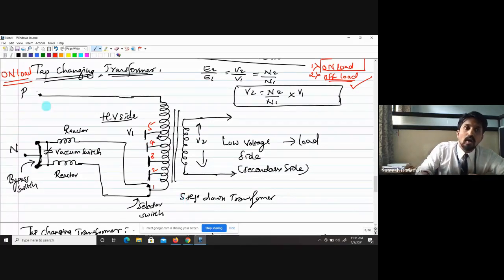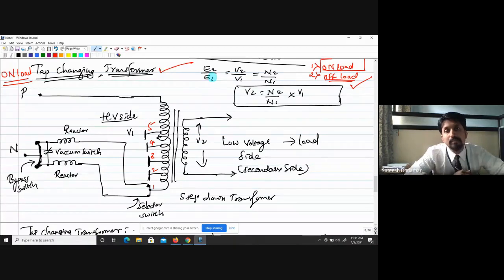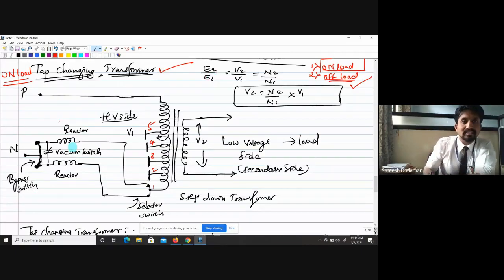So that is called an on-load tap changing transformer, and this is what they use in practice also. Now consider what all things it consists of. A circuit diagram, it consists of one step-down transformer.